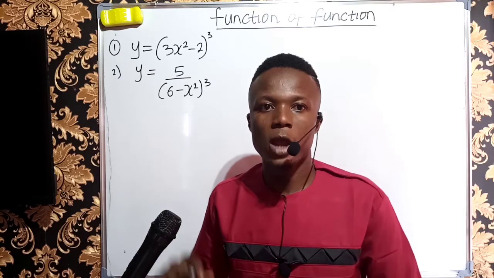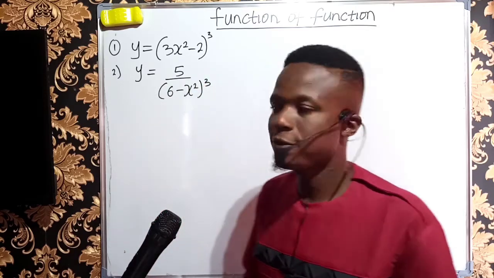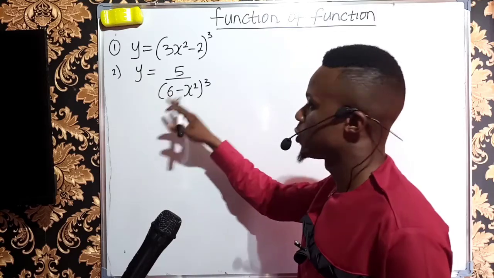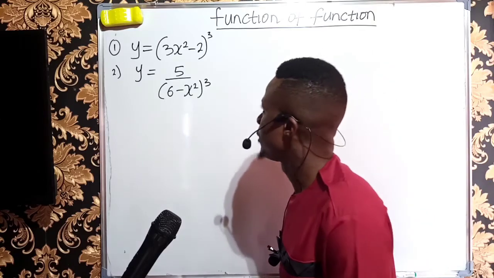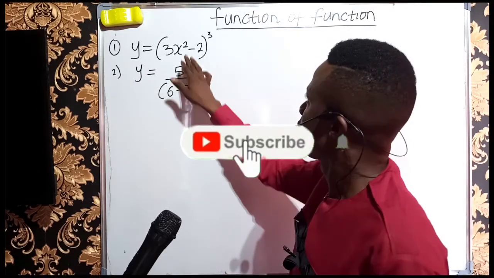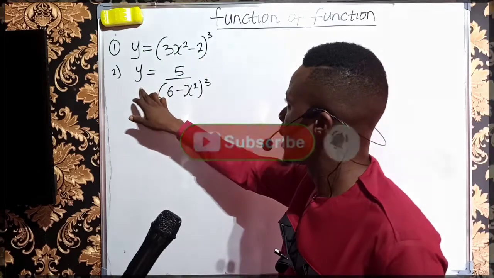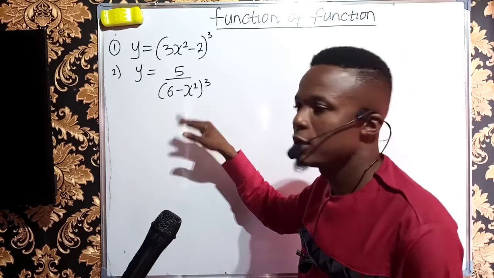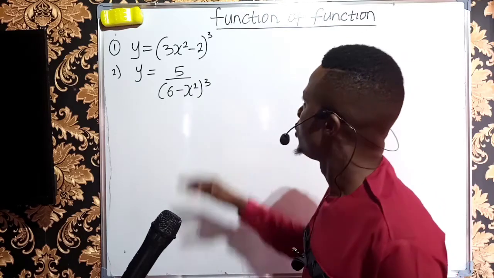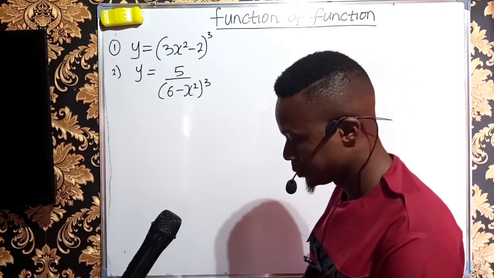In this video, we are going to discuss function of a function. This is a derivative and there are two questions presented for us to solve. So we have that y is equivalent to (3x² − 2)³ and y is equivalent to (5 over (6 − x²))³. So we shall take them one after the other, beginning from the first one.